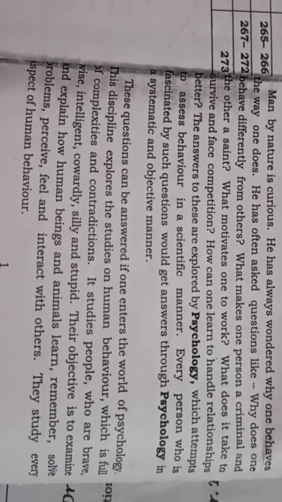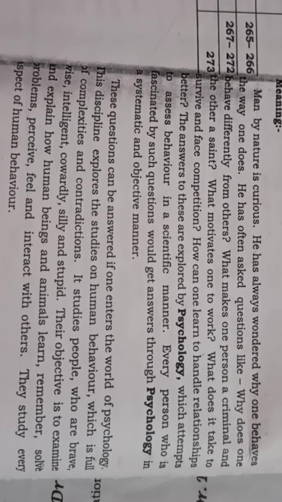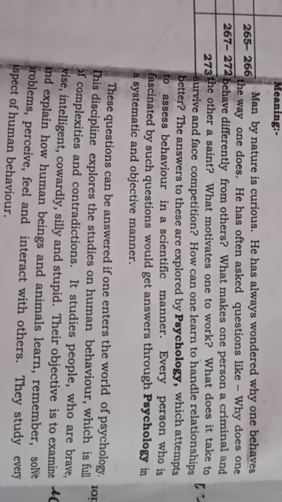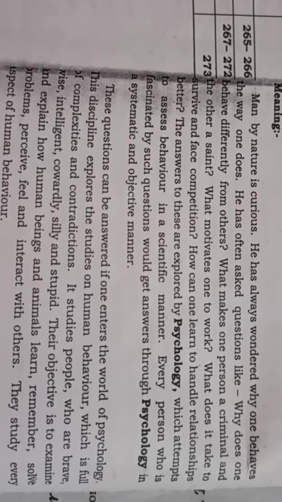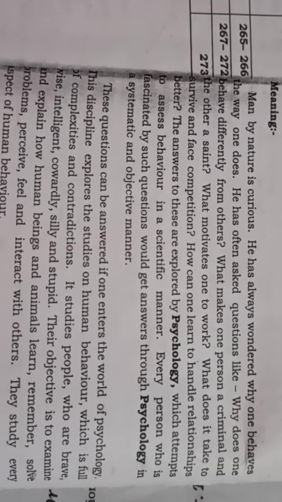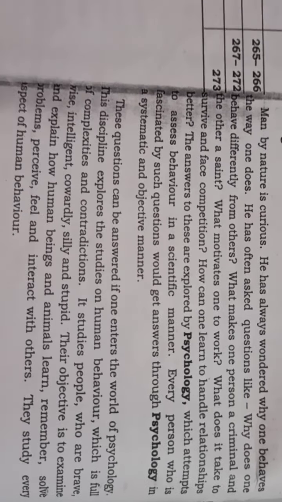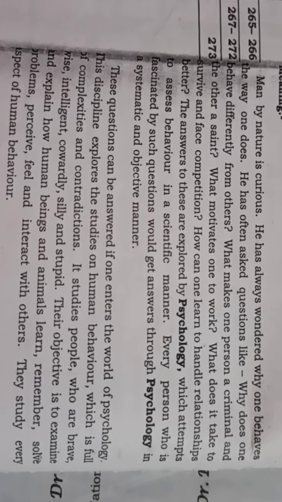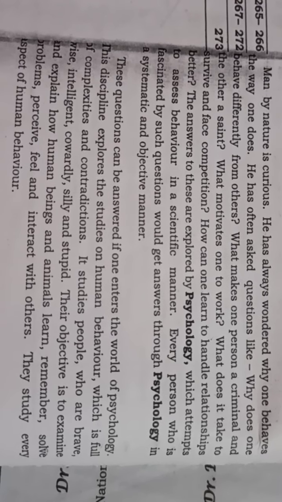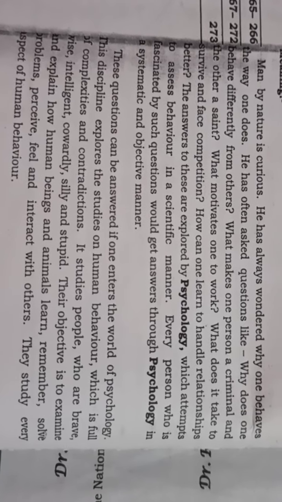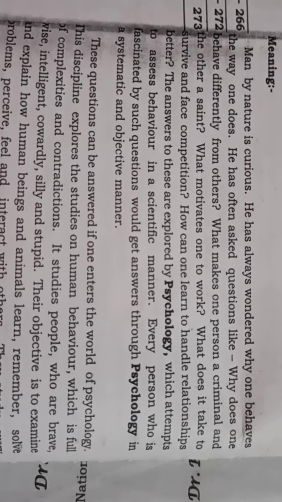Psychology studies people who are brave, intelligent, dull, soft, average, expert, intellect. There are different kinds. You always see in a classroom that there will be a weak student, dull student, average student, rank student, topper. So how will you understand each and every one? That is what psychology teaches you. Their objective is to examine how human beings and animals learn. It also involves animals, where humans and animals solve problems, remember, and interact with other things.